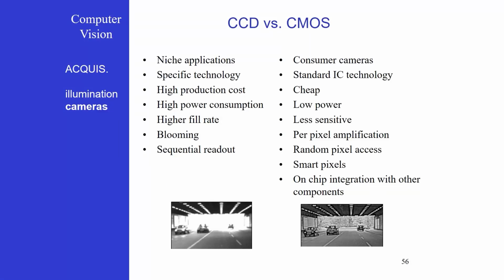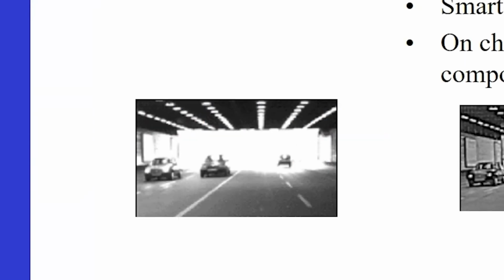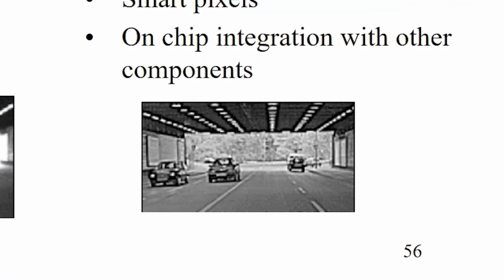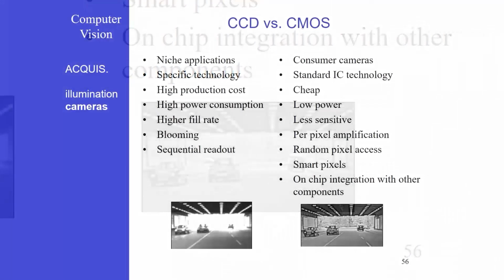Here an example, with a CCD camera, we have the same kind of amplification per pixel. It's an image taken in a tunnel, and you see that the outside, where you have daylight, is very, very bright, too bright actually. Whereas with a CMOS camera, you can locally adapt the levels of amplification. So here you can have a sharp image outside and inside the tunnel all at once.